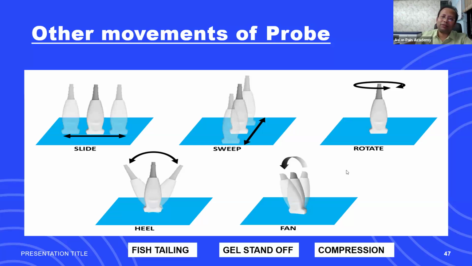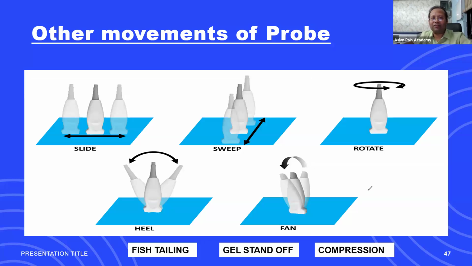Fishtailing. Fishtailing is what? Say I am seeing one structure like this. Now, here there is a bone, here there is a bone, and my probe is like that. Now, in the second probe position, one part is there, but another part has moved. So this is called fishtailing. I will show you.